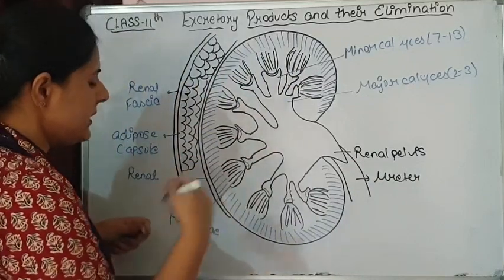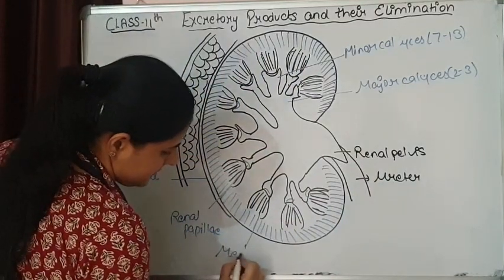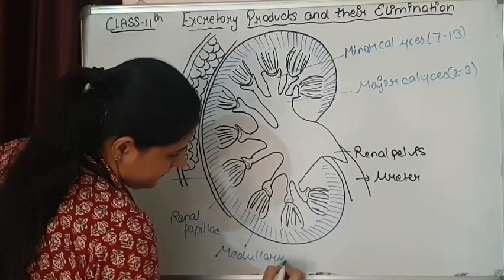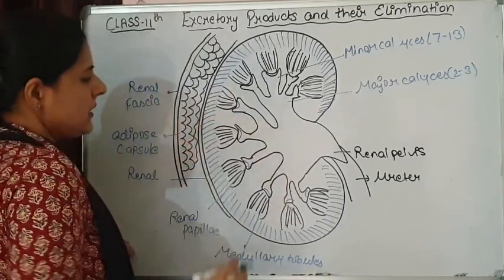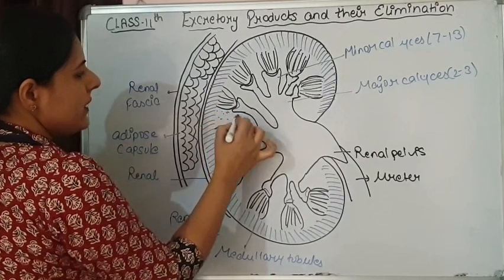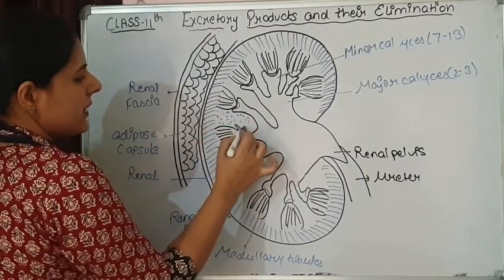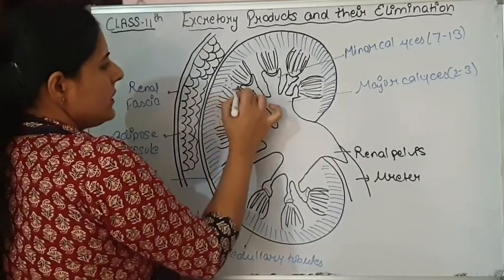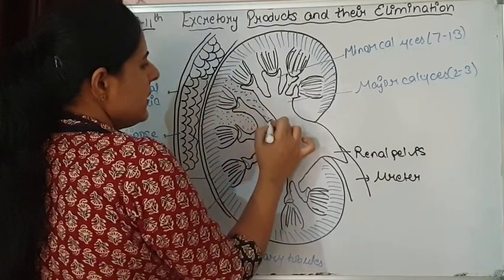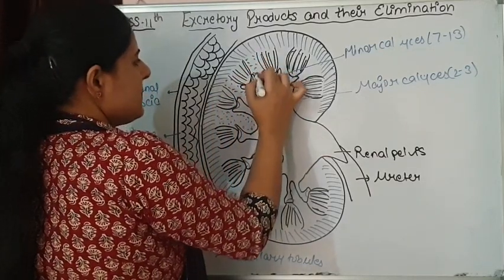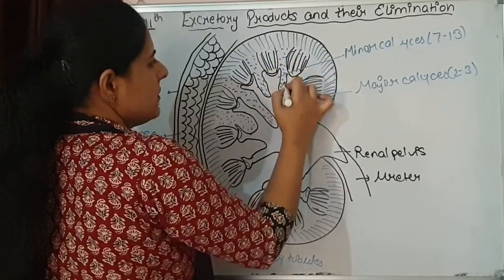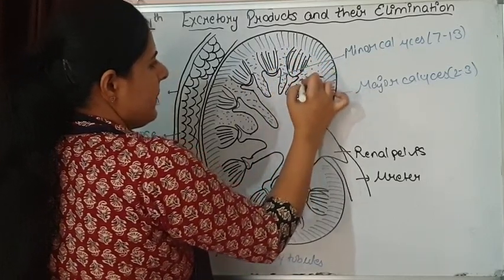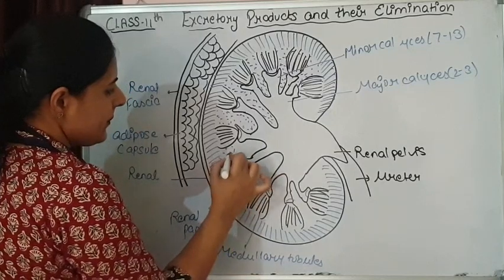These are medullary tubules. The cortex is in continuity here because the gap is present between these medullary tubules. So the gap is in continuity with the cortex. This is how they are present.